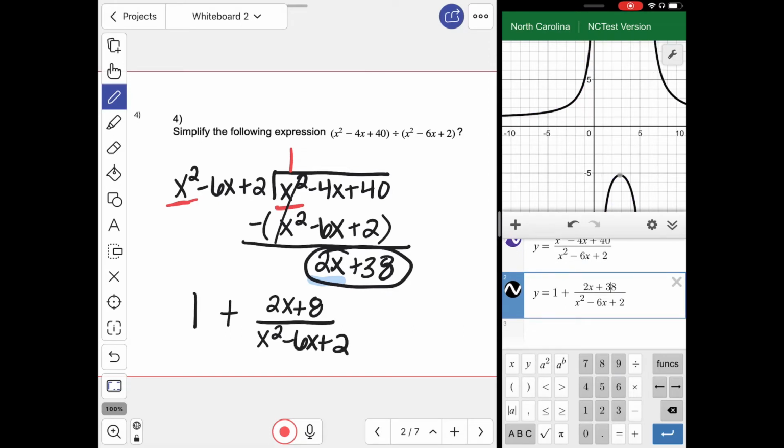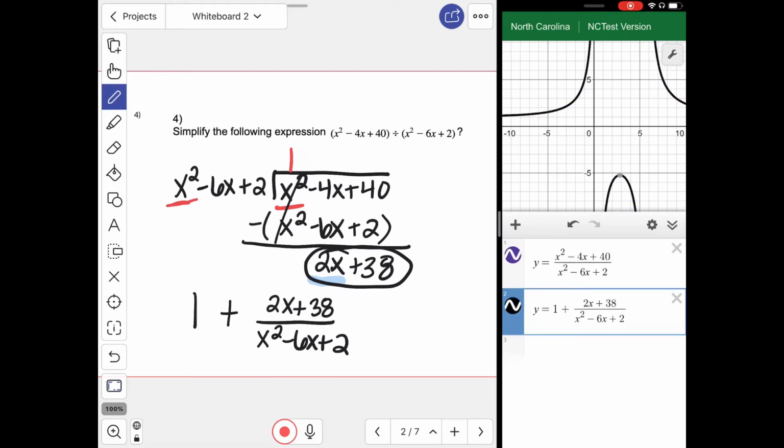And I just realized that I made a mistake. This should be 38 instead of 8. So I'm glad I caught that because the graph was wrong. But if you look at the two graphs, the graphs are on top of each other. So I can see that regardless of the reduced divided out version, they should still be the same graph. So you can always check it that way as well.